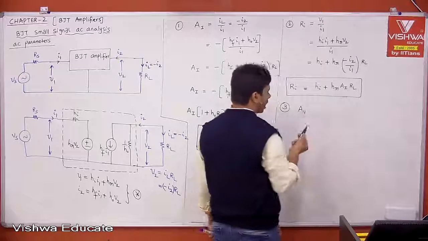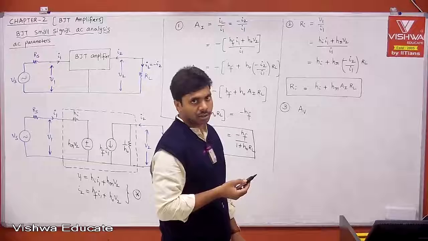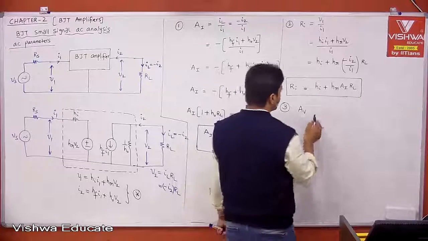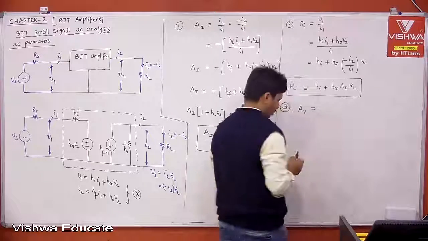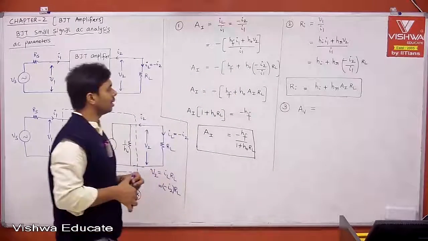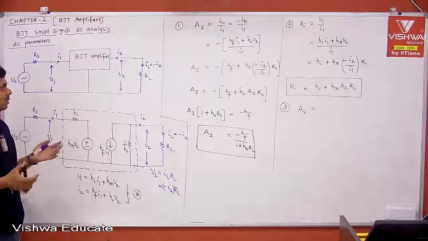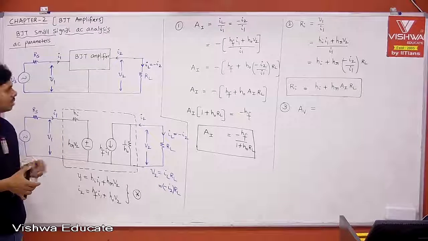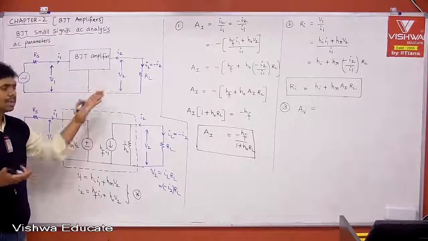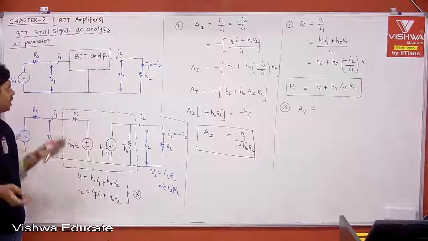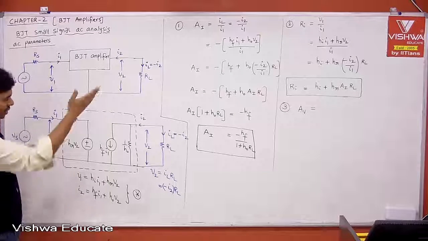We need to calculate only 4 AC parameters, right? Now, what is voltage gain? The simple definition: output AC voltage divided by input AC voltage. No need to say AC voltage specifically, because the small letter itself indicates AC voltage only. Change in output voltage, change in input voltage. All the definitions are like that.